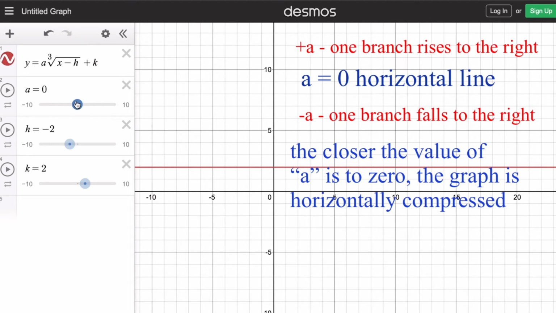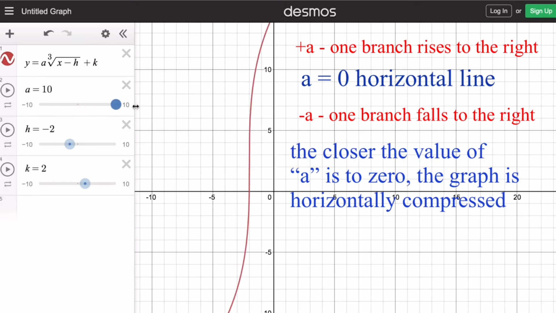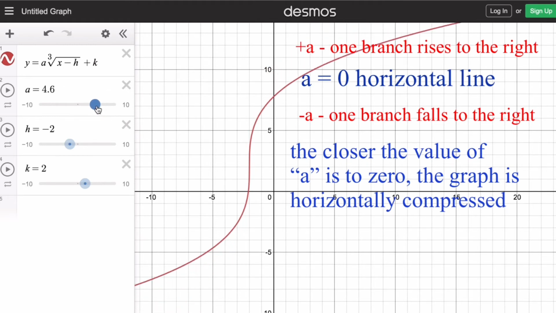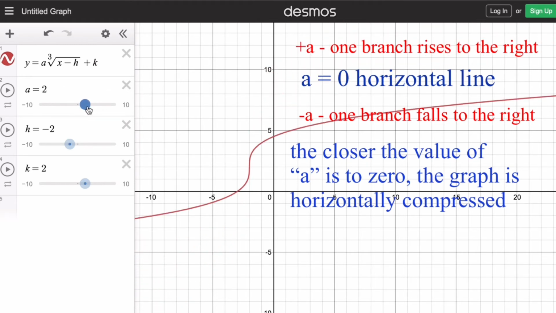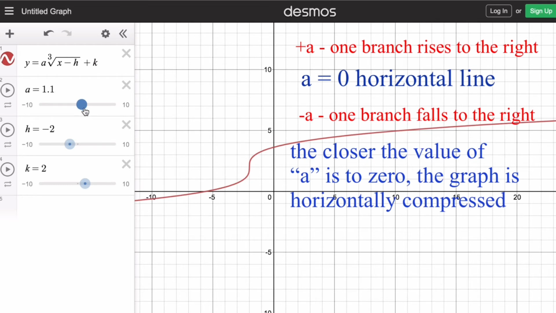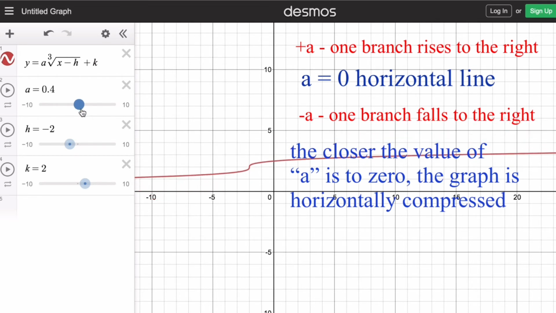And that is also the same thing on the other side. So starting from the value of a, which is 10, once it goes to 0 or the graph gets closer to 0, the graph again becomes horizontally compressed. That means the graph becomes more horizontal in shape. So it is horizontally compressed.